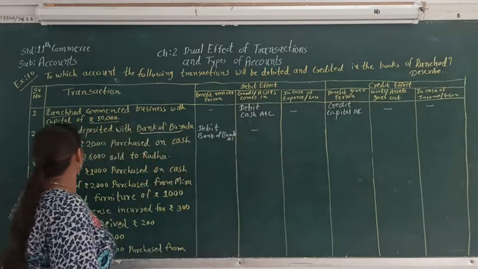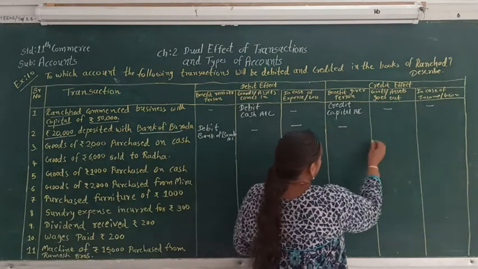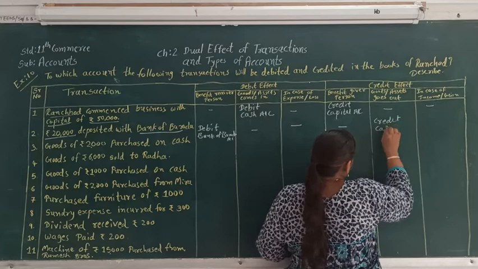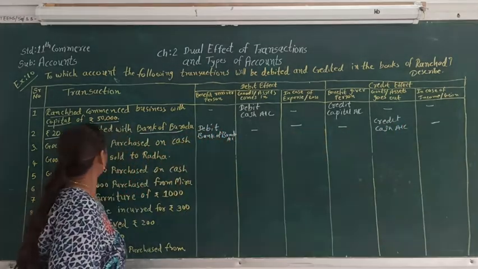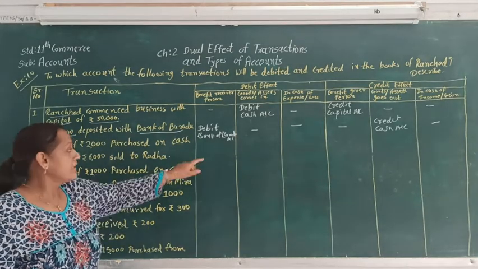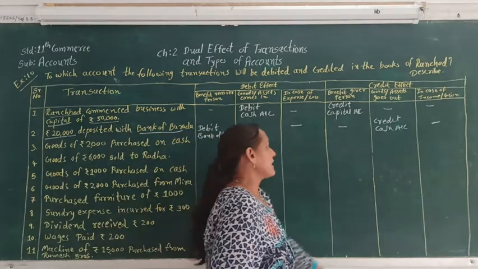Okay, and credit will be in the real account, credit cash account. So this is the effect of the second transaction, the effect of one transaction. Debit will be Bank of Baroda account, credit will be cash account.